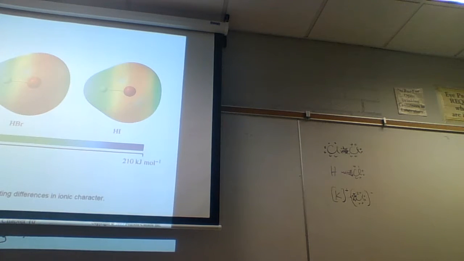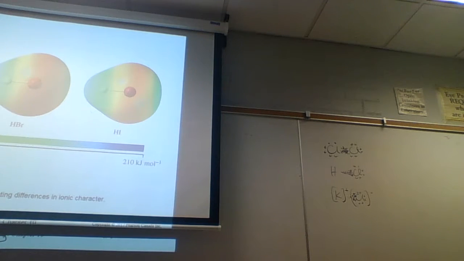Can you see the slight polarization towards iodine there? Do you see any red buildup at iodine? No, it looks pretty non-polar to me. So a delta EN of 0.4 is not significant. It looks pretty non-polar.